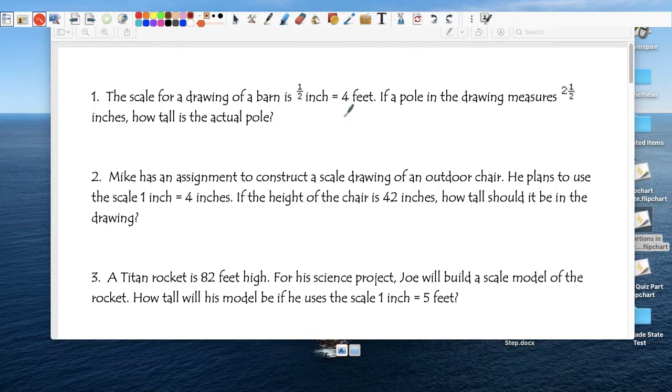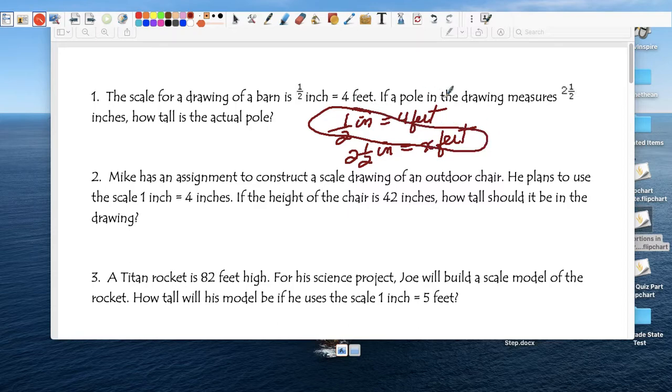So we have ½ inch is the same as 4 feet. And then if you want to change it to a decimal, that's fine. This is 2½ inches equals x feet. You can cross multiply if you want. It's up to you. The 8th grade teachers actually want you to cross multiply, so listen to them.